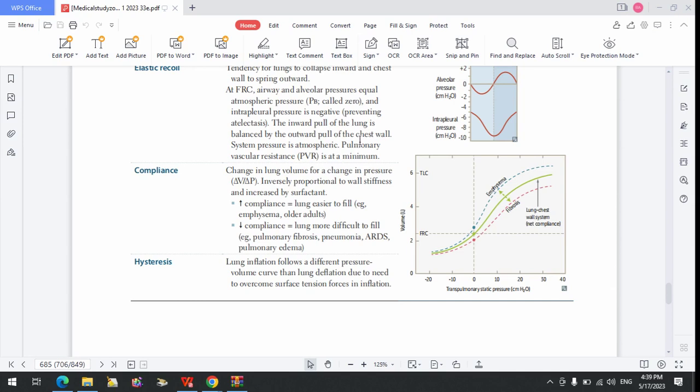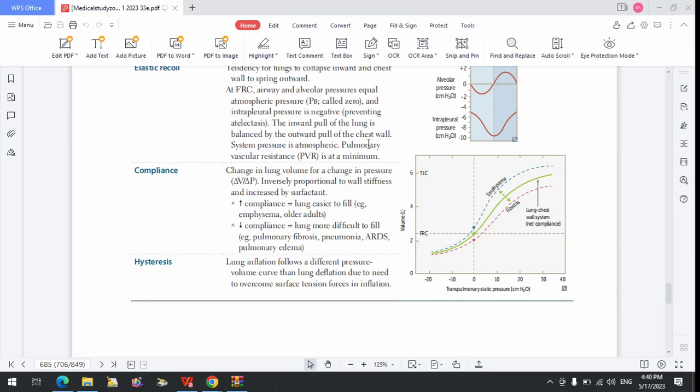The elastic recoil of this lung is taking it back to its initial position, right? What do you think this inward pull of the lung will do? When you have inward pull of the lung, what do you think it will do to the air in the lung? It will squeeze it out, like you are expiring. Yes, expiring. Then the outward pull of the chest wall.